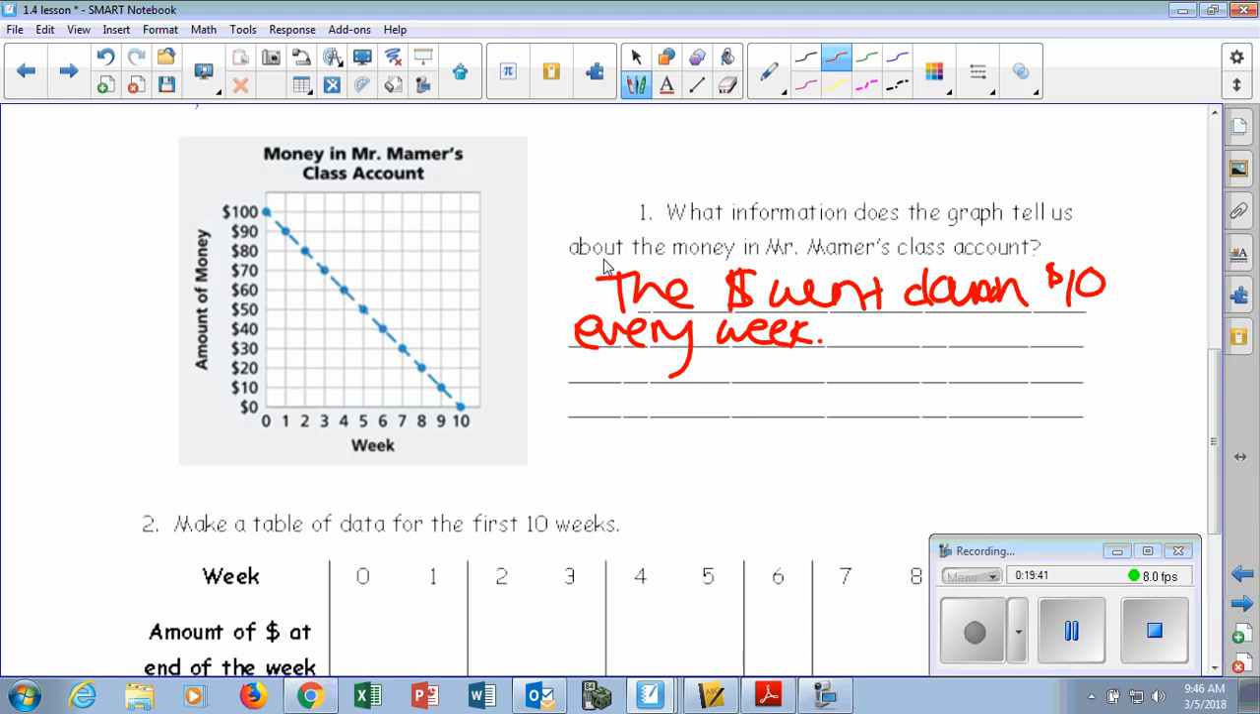Okay. What about Isabel? What else do you see? It's a constant rate. It's a straight line. Yeah. It's a constant rate, which is what he was just saying. It's a constant rate of $10. Where are we starting at? What's the class starting at? Class started with $100. There's one last thing that I think we should talk about. Oh, Mason.